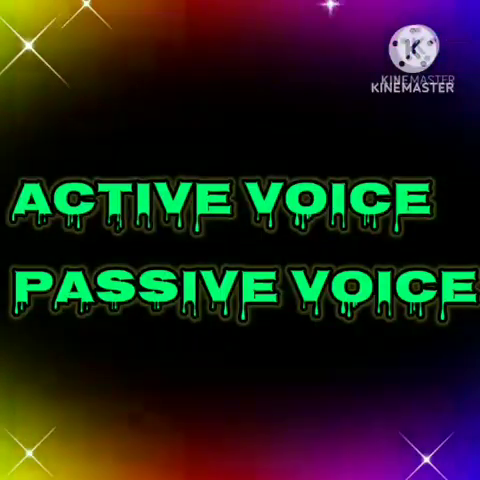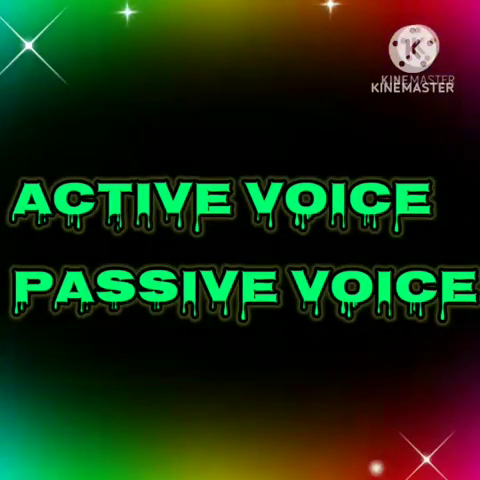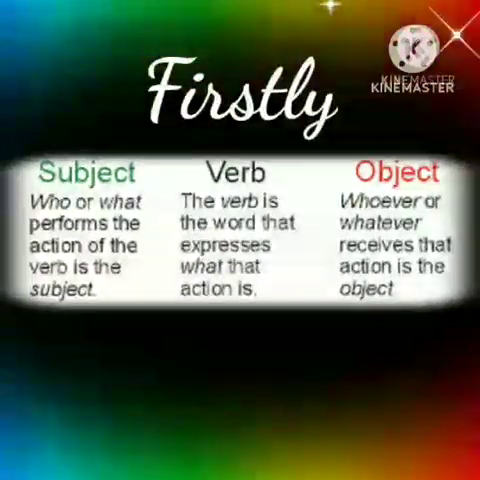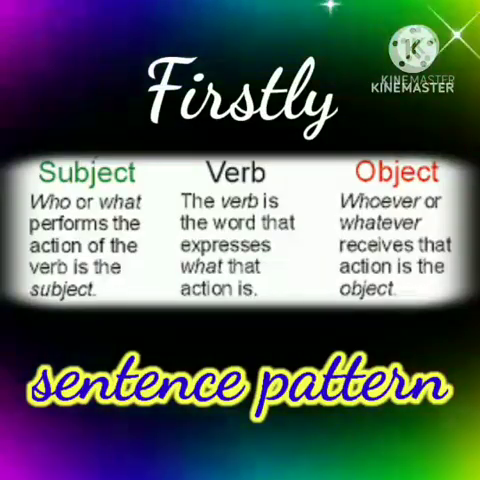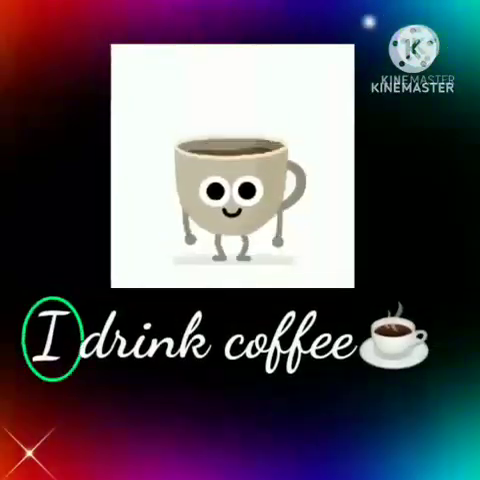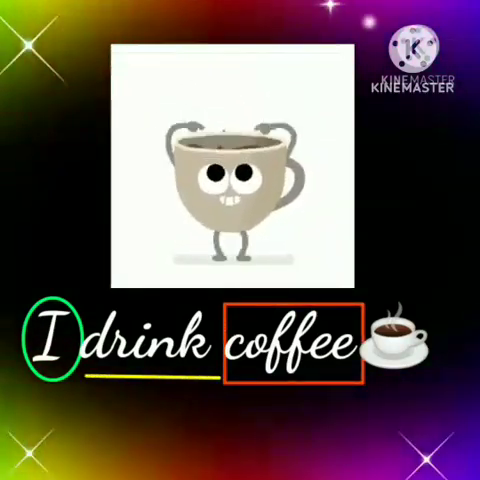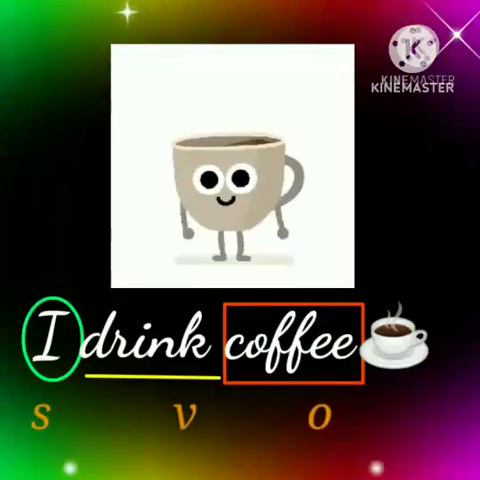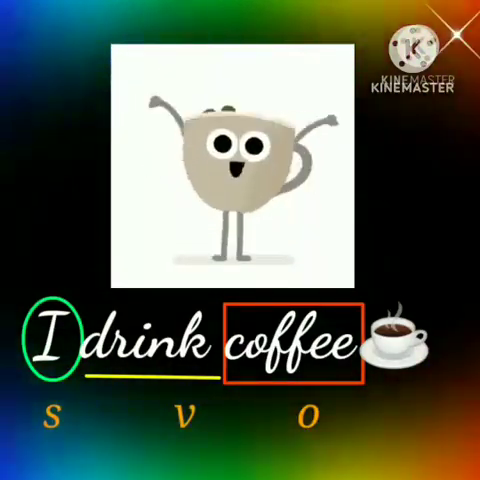Here we shall see how to change active voice into passive voice. First, you should find the subject and object in the sentence. To find this, you have to patternize the sentence. See here, I drink coffee. Here, I is the subject, drink is the verb, and coffee is the object. And then the sentence pattern here is SVO.